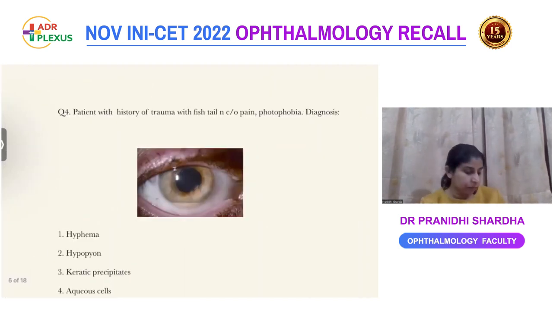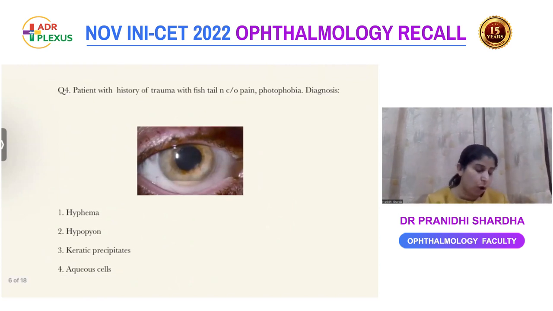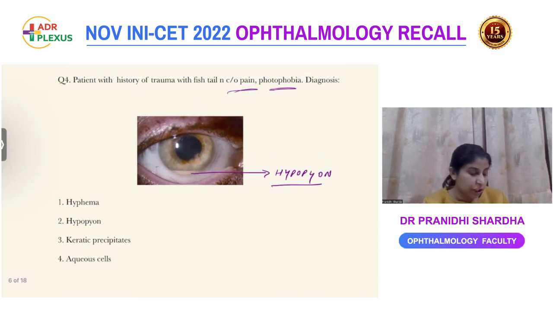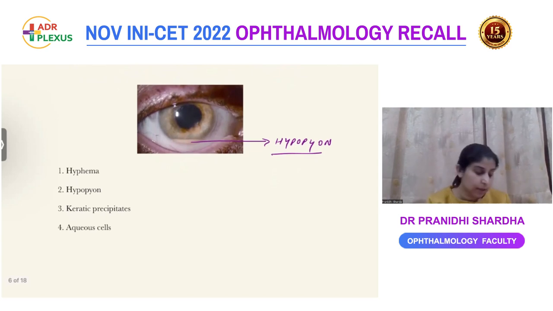Next question. A patient with a history of trauma with fish tail complains of pain and photophobia, and the diagnosis of the image given is hypopyon. Even if we don't know the image, we can go with the history. The first thing we know is that the patient is suffering from trauma with fish tail. The diagnosis is fungal corneal ulcer.